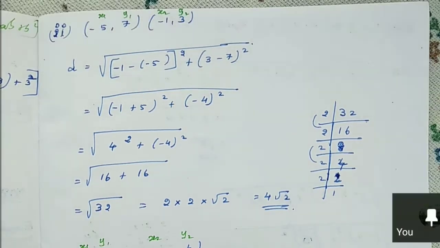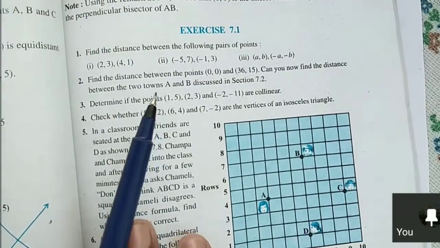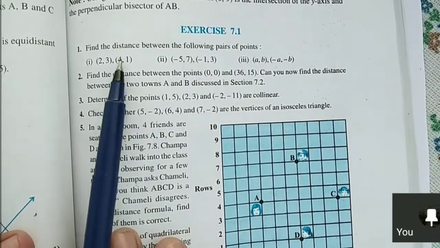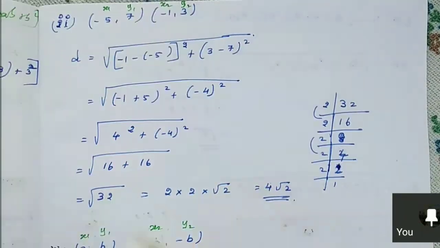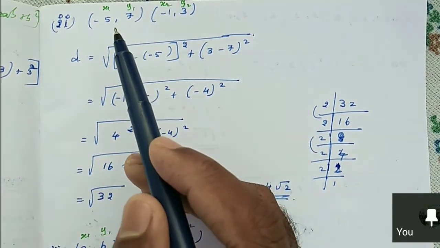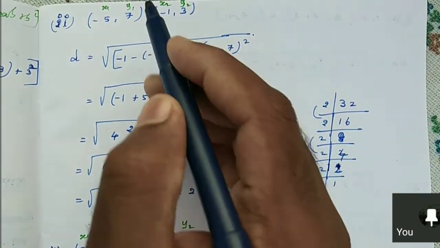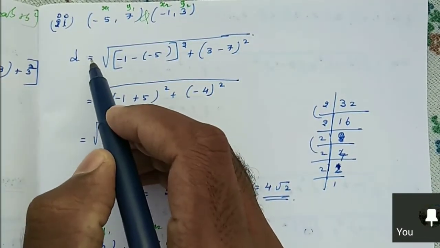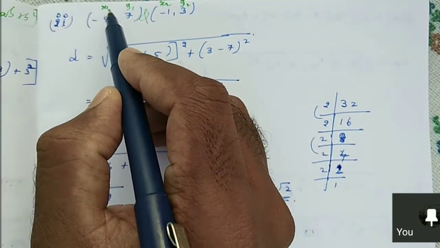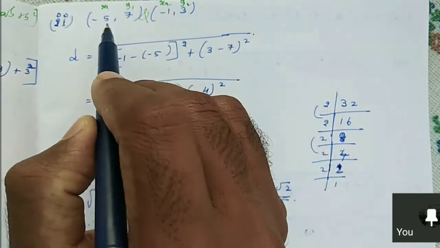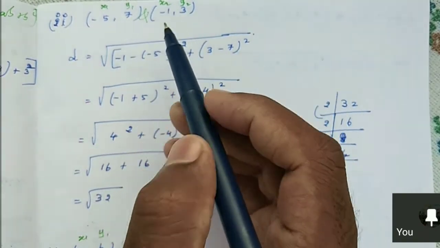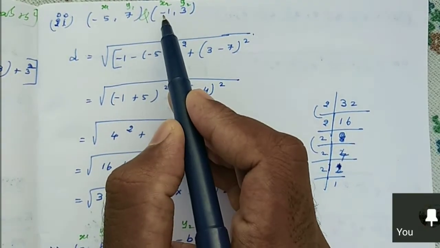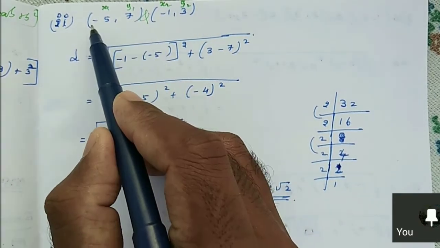Exercise number 7.1, subdivision number 2. Find the distance between the following pair of points. Here they have given the points minus 5 comma 7 and minus 1 comma 3. So write the distance formula. D is equal to the same distance formula. Then you can mark it x1 y1 x2 y2. So x2 minus x1. So x2 is minus 1 minus of minus 5.